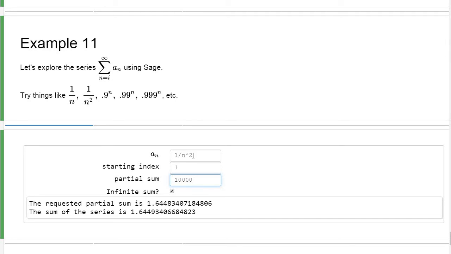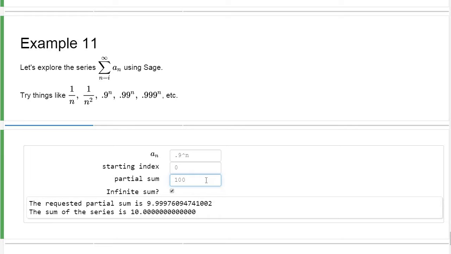Alright, what about this 0.9? 0.9 raised to the n. Now this one, that's geometric, so maybe we'll go ahead and start it at 0 here, and let's take the 10th partial sum. Okay, so this is a geometric series. If you start it at 0, then the first term is 1, and the common ratio is 0.9, 9/10. So you get 1. The sum should be 1 over 1 minus 9/10. 1 minus 9/10 is 1/10, so you get 1 divided by a tenth, which is 10. Okay, good. So our formula agrees. The sum is 10. And here's the 10th partial sum.